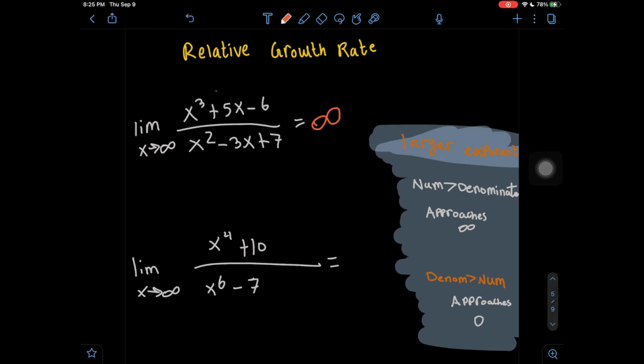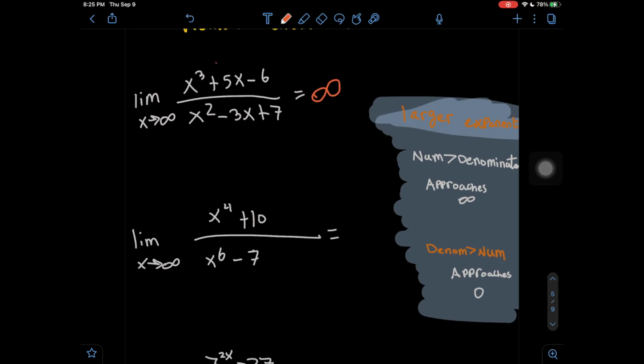So that's infinity. And then the second problem is just x to the power of 4 over x to the power of 6. We can see that 6 is definitely greater than 4. So we're going to apply the second rule and it approaches 0.